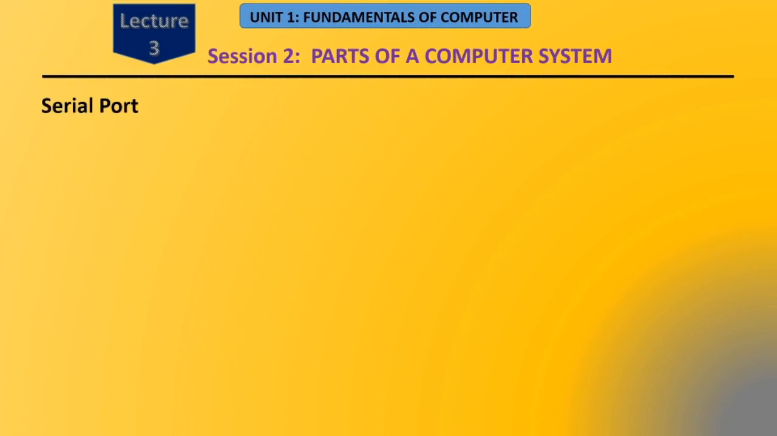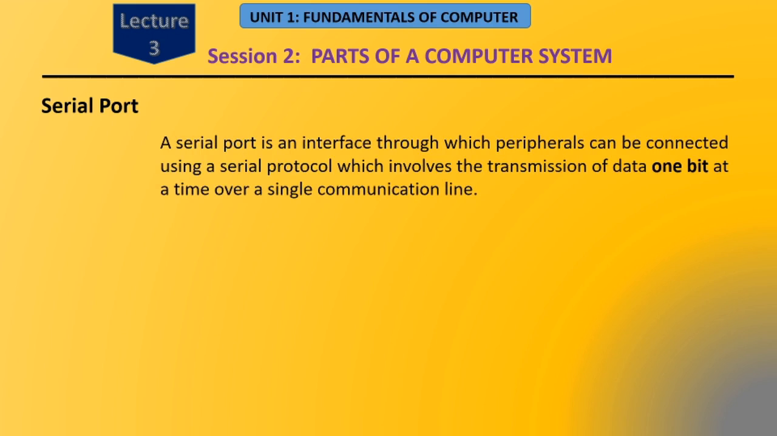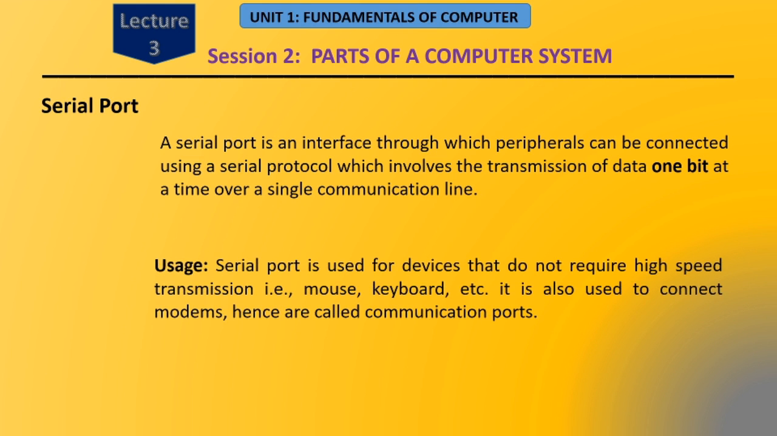Next, the first type is serial port. A serial port is an interface through which peripherals can be connected using a serial protocol, which involves the transmission of data one bit at a time over a single communication line. Usage: serial port is used for devices that do not require high-speed transmission, that is mouse, keyboard, etc. It is also used to connect modems, hence they are called communication ports.